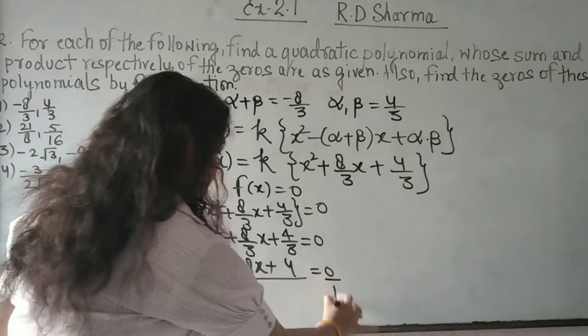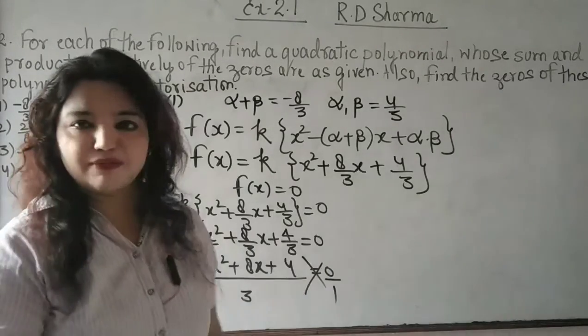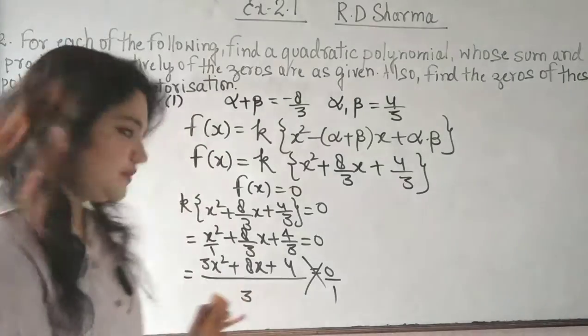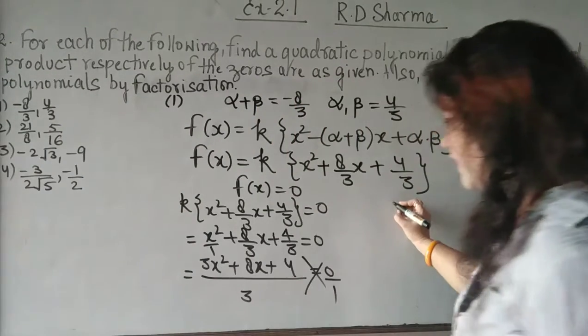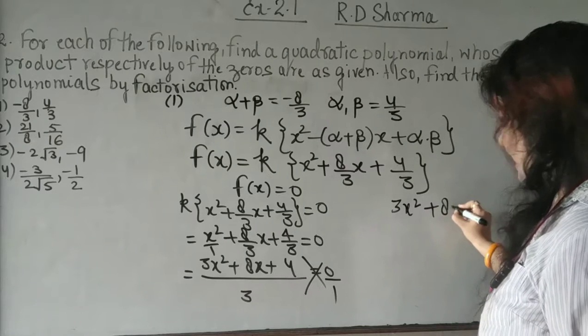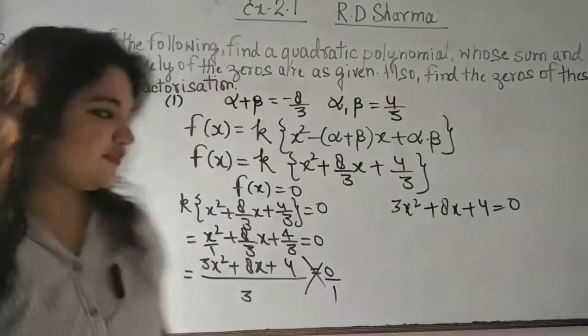Now we will do the cross multiplication. Okay? So cross multiplication. 3 will go to 0, so that will become 0. And this will be multiplied with 1, so we are going to get the same terms. Now we have got, after cross multiplication, 3x squared plus 8x plus 4 is equal to 0. Right? We have got this.